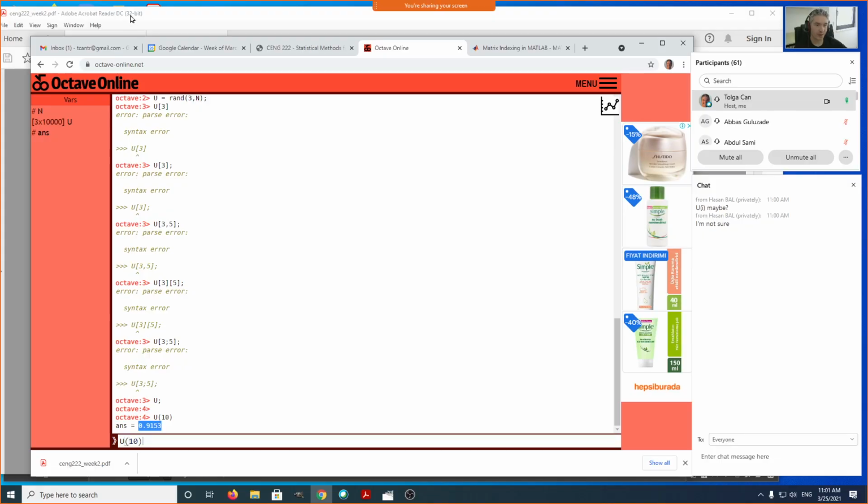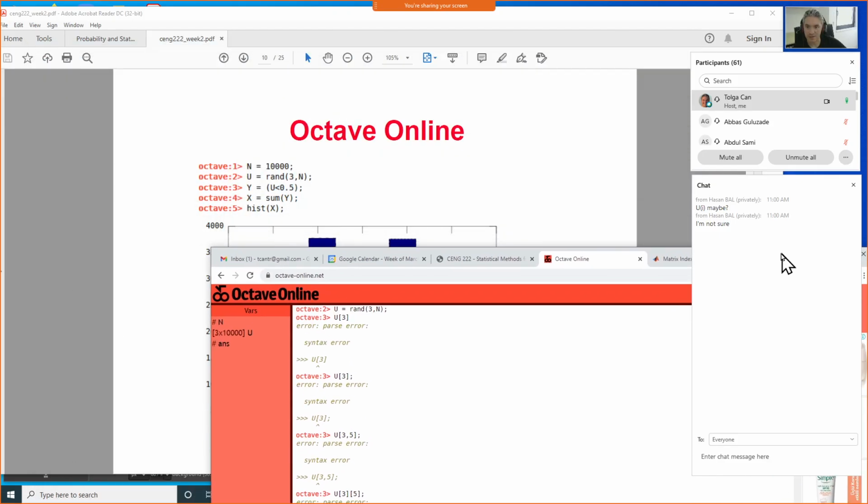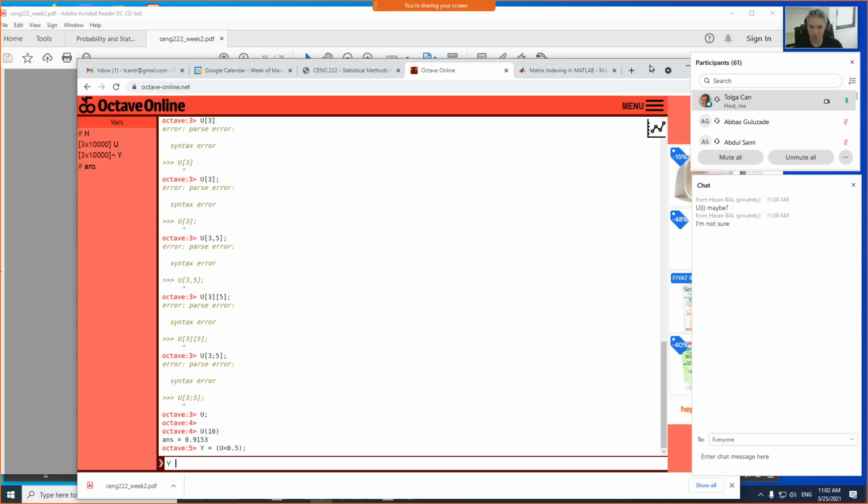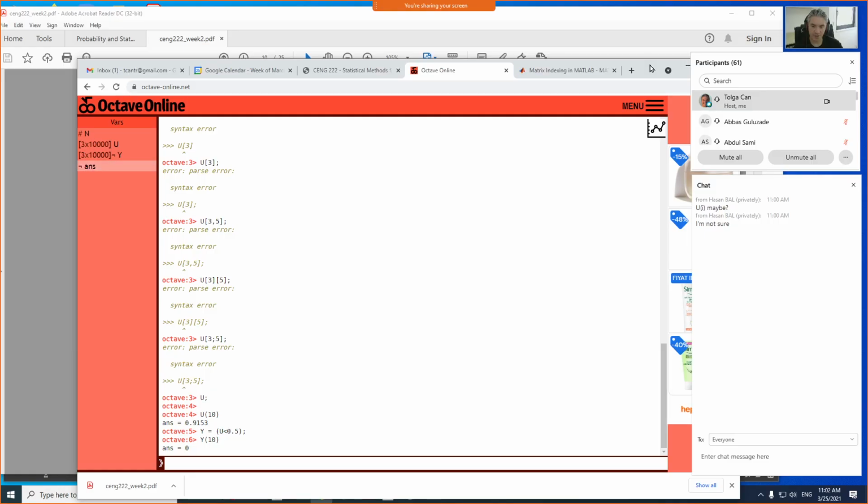But the coin toss event, whether heads or tails, is something binary. All right, so let me convert this by saying that y is equal to u less than 0.5. Let me just look at the syntax. I don't know why we need these parentheses. So now when you look at y(10), it's going to be 0.